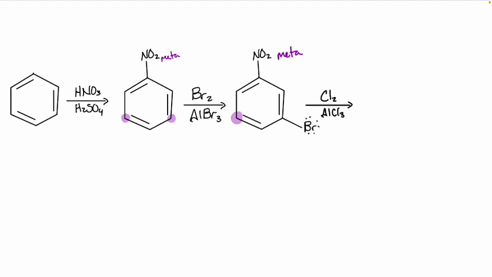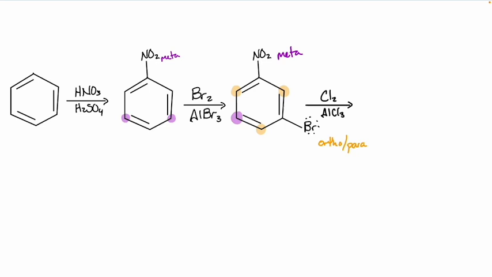My halogen, on the other hand, is what? Ortho-para-directing. So it wants to direct the incoming chlorine to the positions that are ortho or para to the bromine. So we have some conflict here. The nitro wants it to go one way, the bromine wants it to go another way. So which one's going to win here?